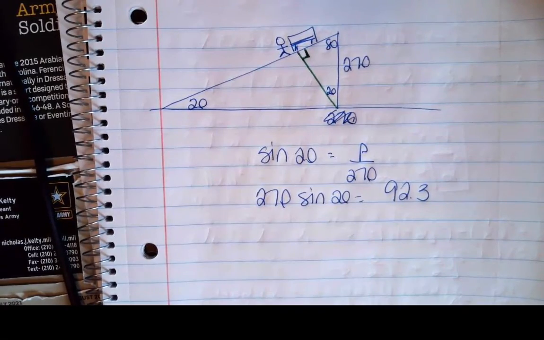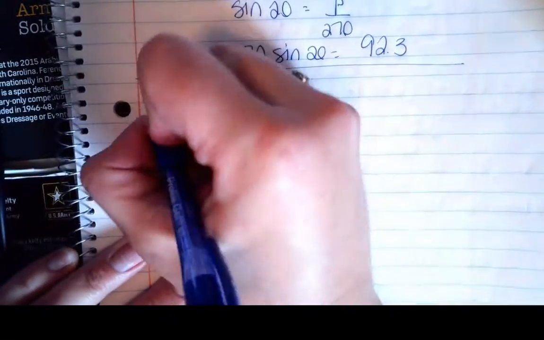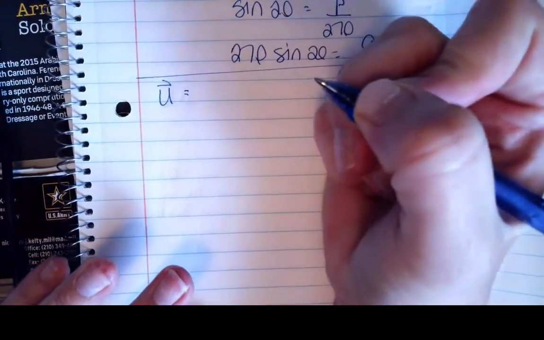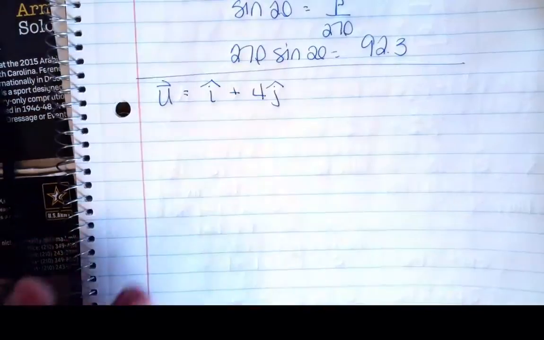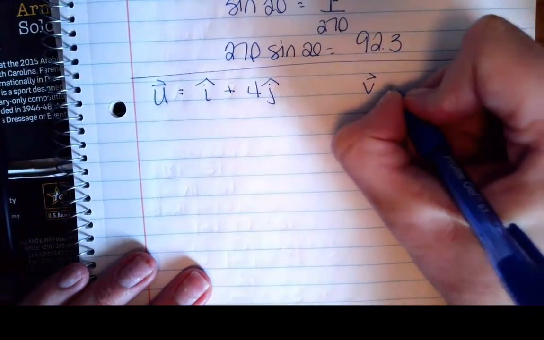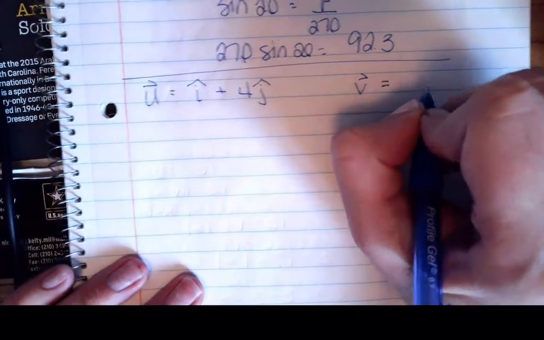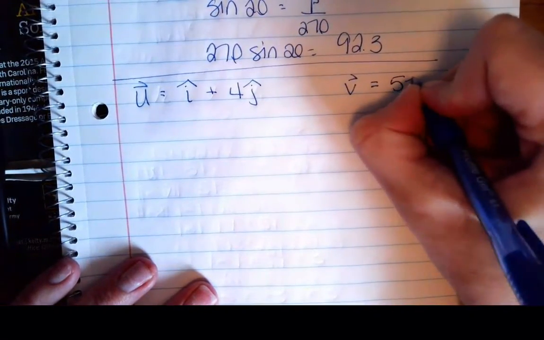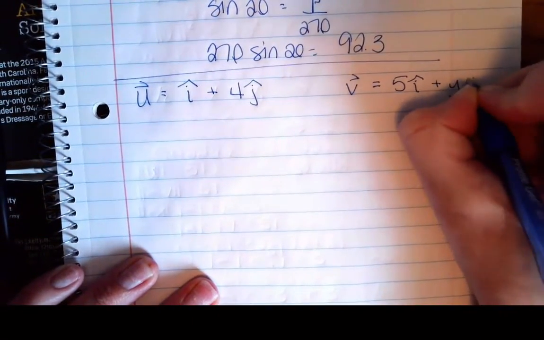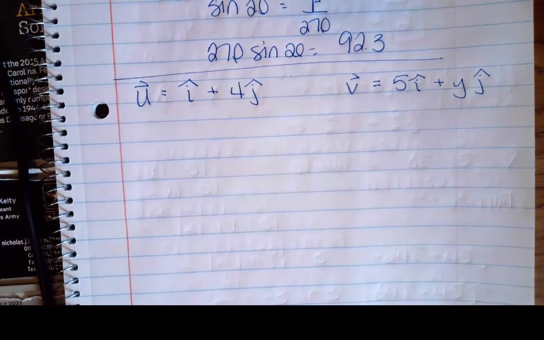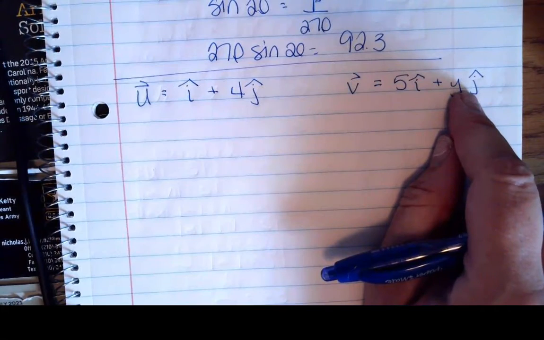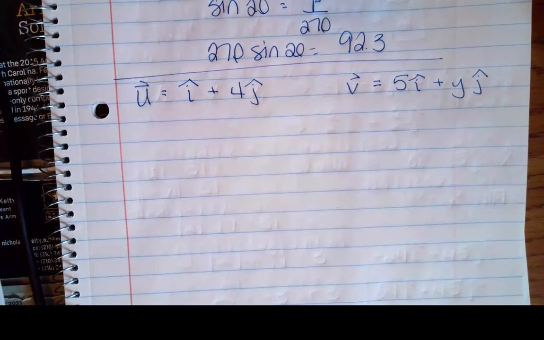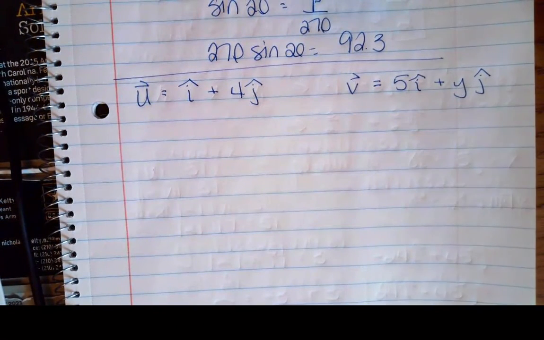All right, so I'm given 2 vectors. Vector u is given as i plus 4j. And vector v is 5i plus yj. Look, there's a variable. I want to find a vertical component for v so that the angle between these 2 vectors is 30 degrees.